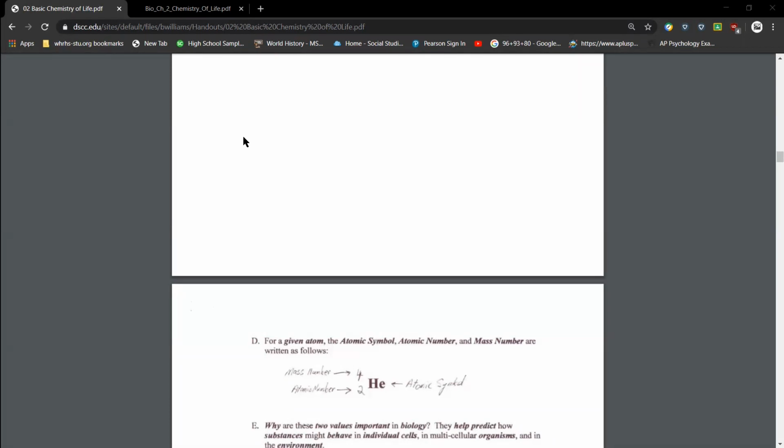So I want you guys to do the same thing that I just did for helium, which is element 2. Just use the numbers and figure out the protons, neutrons, and electrons in this element.